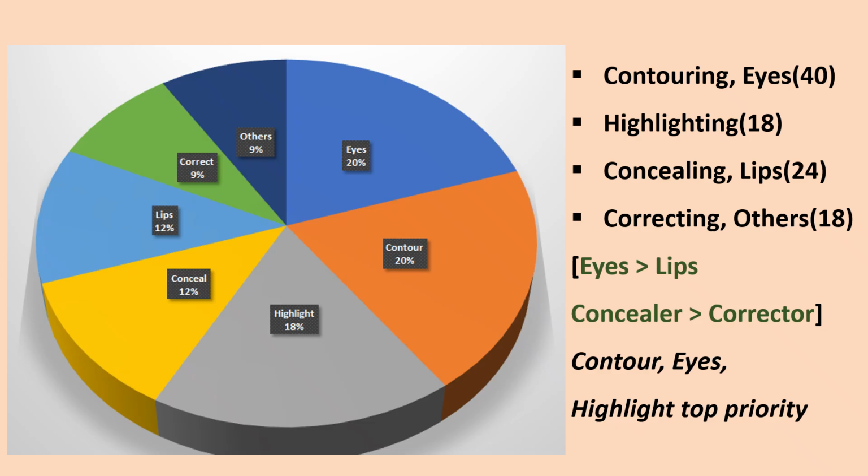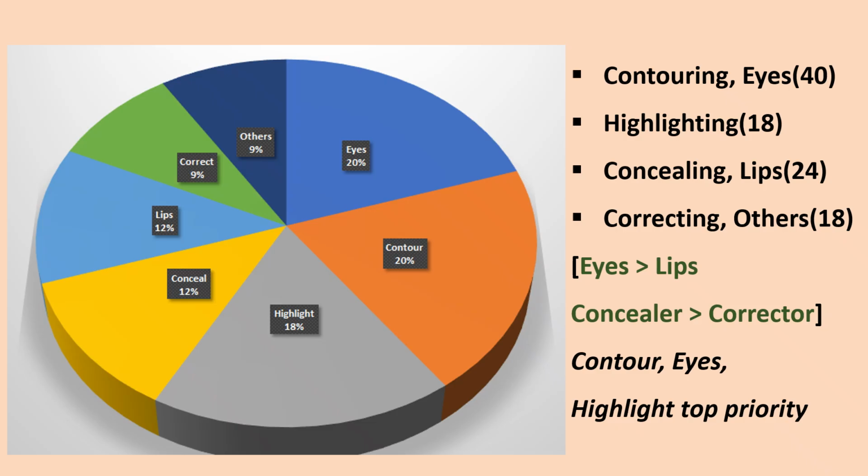After this, concealing 12%, lips 12%, correcting 9%, others 9%. Now in the last, this correcting and others, it may vary slightly. Sometimes it could be 8 plus 10. Now you can see that eyes are given more weightage than lips. Why? We will tell you later. Concealer is more important than corrector. Concealer 12%, corrector 9% or 8%. So concealer is more important than corrector.